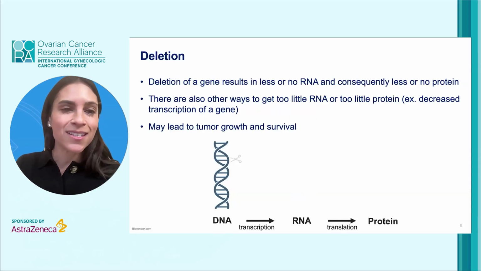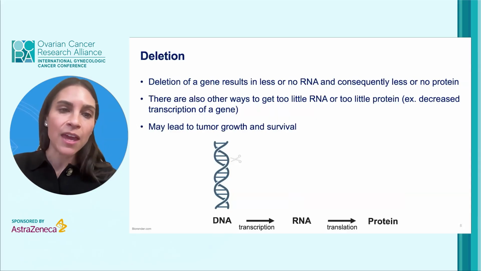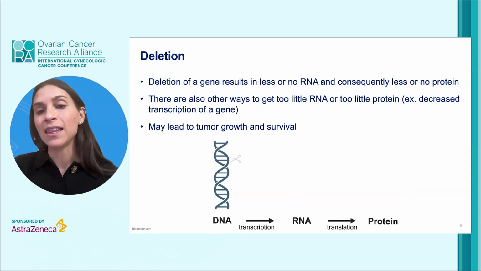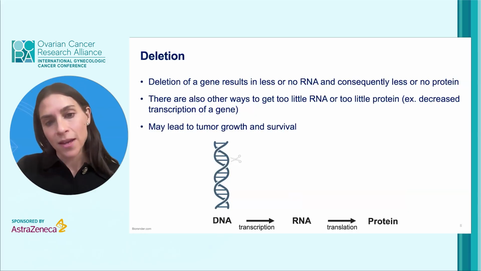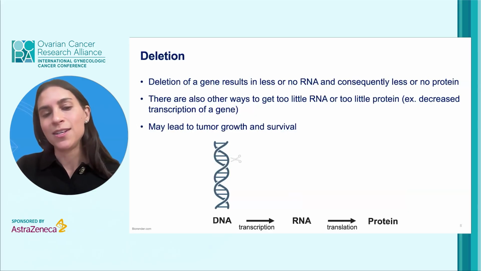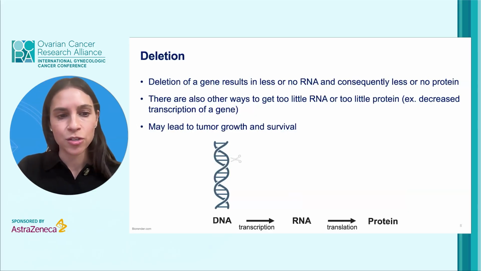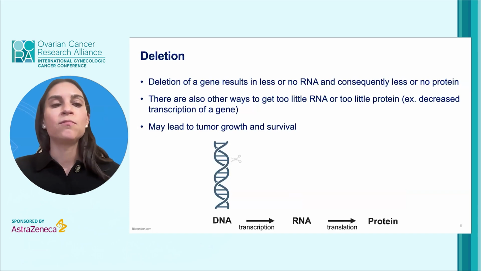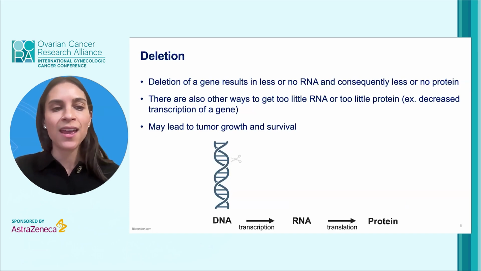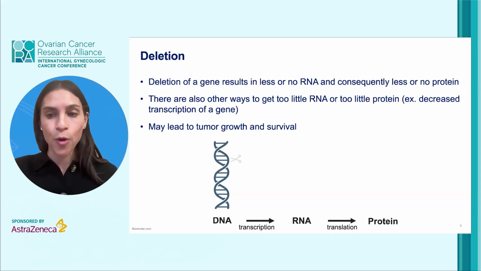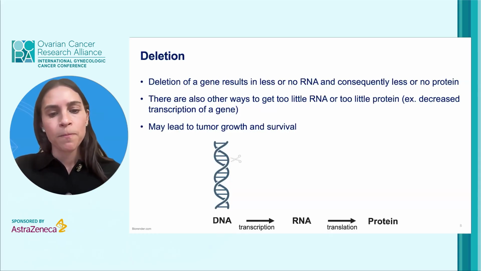Gene deletions. So this is the opposite of gene amplification, a deletion of a gene that results in less RNA and consequently less protein. And there are also other ways to get too little RNA, similar to what we just discussed, but the opposite. So decreased transcription of a gene, for example, can lead to too little protein. And this can also lead to tumor growth and survival. And again, what these mutations, deletions, amplifications do depends on what the function is of the DNA or the protein that is being altered.